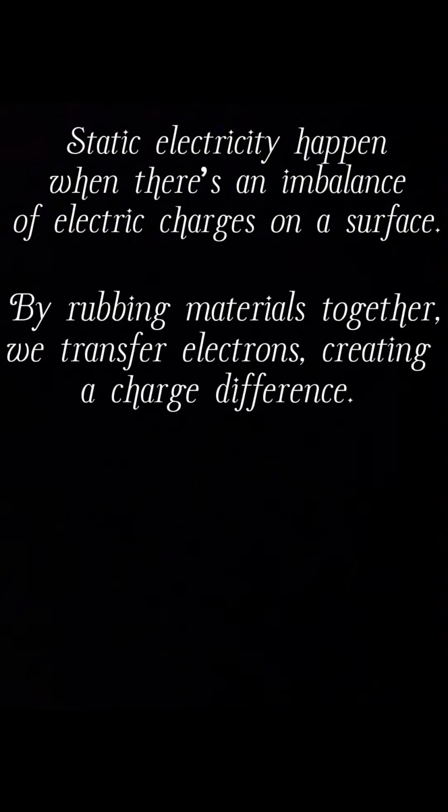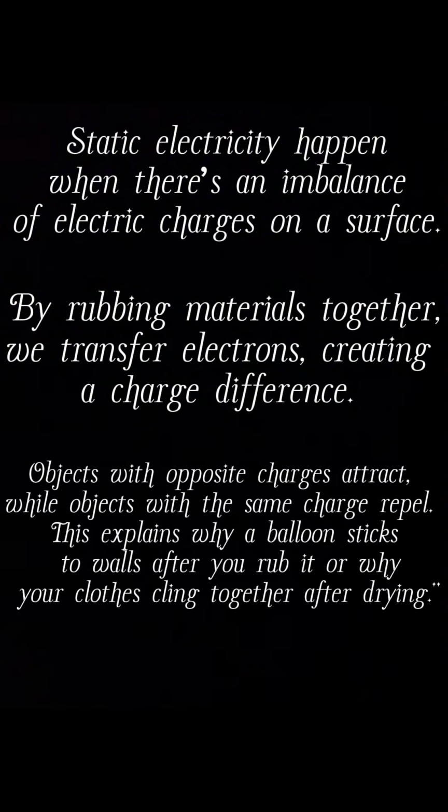Here's the explanation of static electricity. Static electricity happens when there's an imbalance of electric charges on a surface. By rubbing materials together, we transfer electrons, creating a charge difference. Objects with opposite charges attract, while objects with the same charge repel. This explains why a balloon sticks to walls after you rub it, or why your clothes cling together after drying.